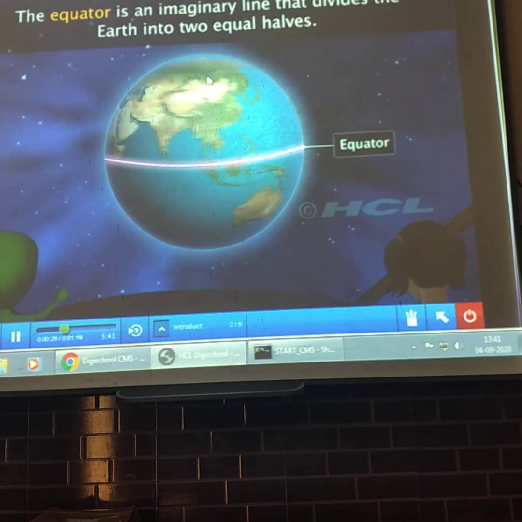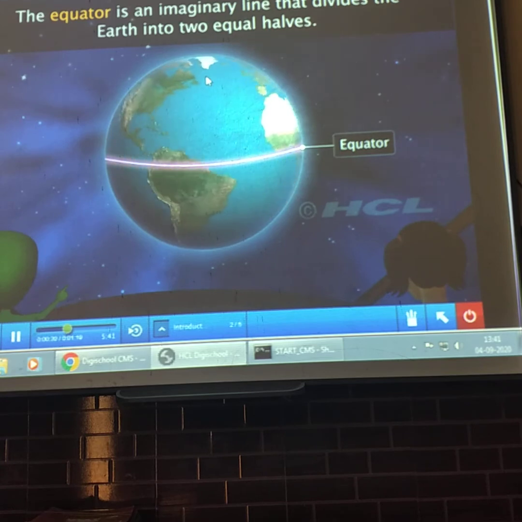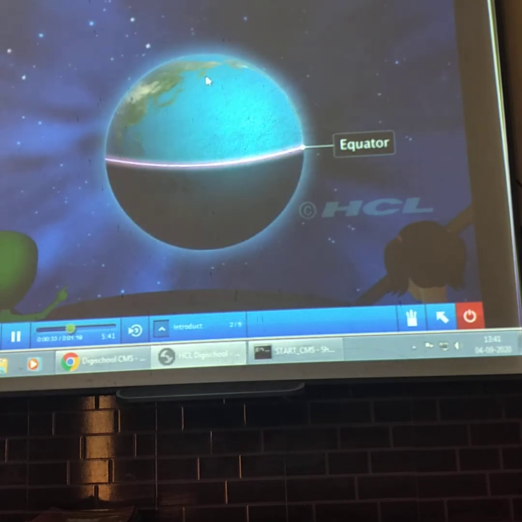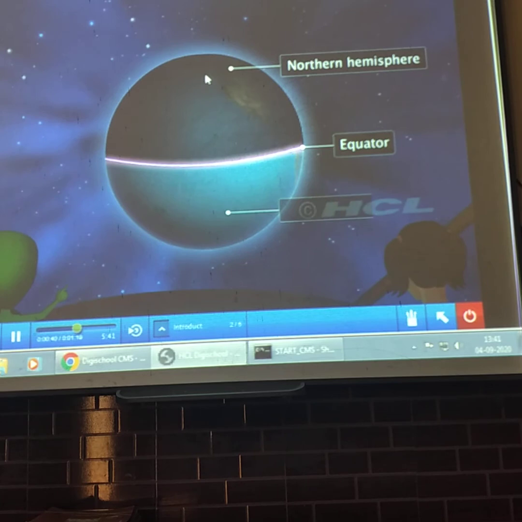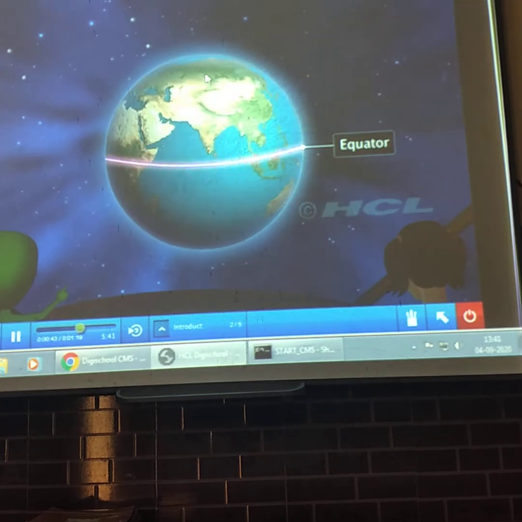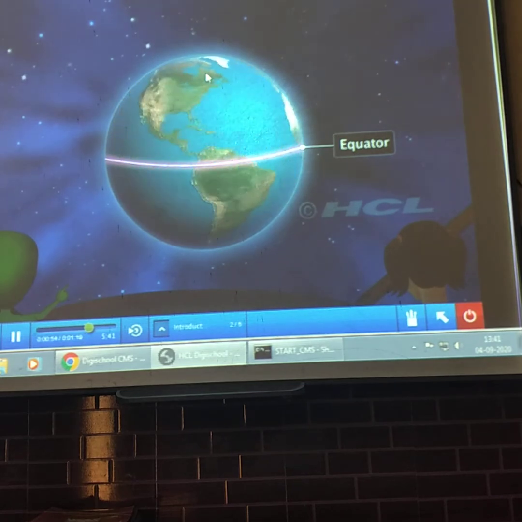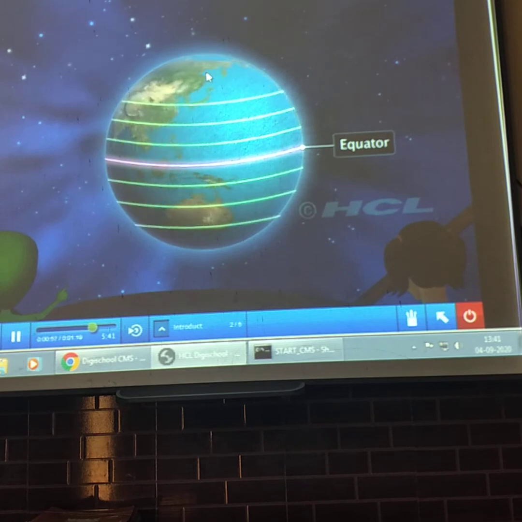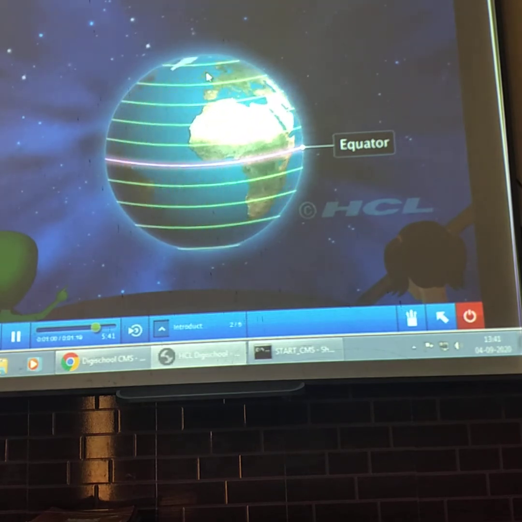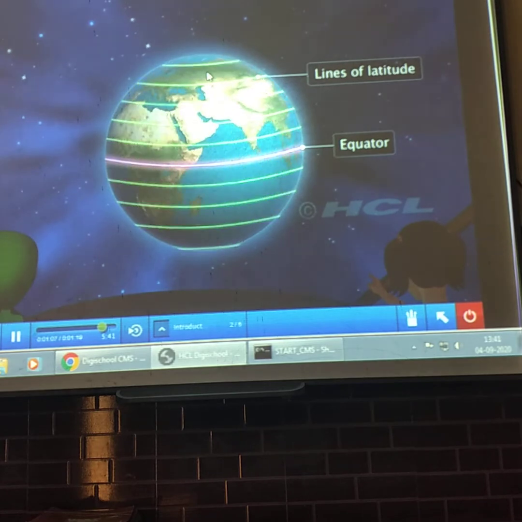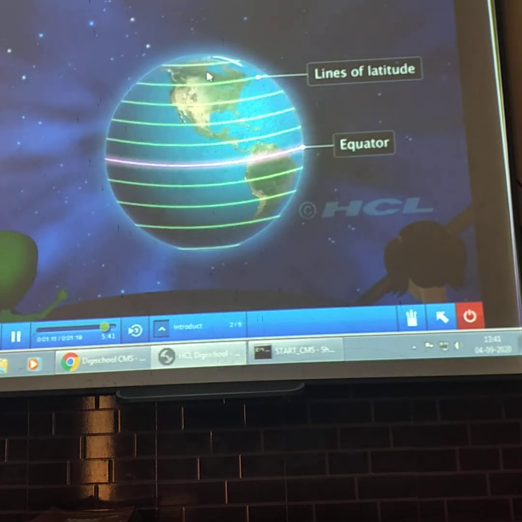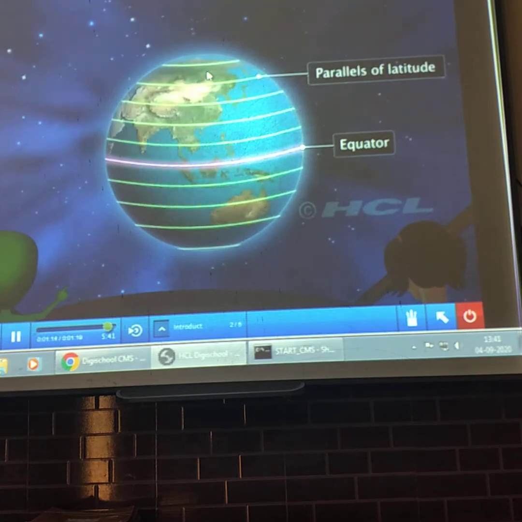The equator is an imaginary line that divides the Earth into two equal halves. The northern half is known as the northern hemisphere, and the southern is known as the southern hemisphere. So, I live in the northern hemisphere, right? Yes, you're right. Including the equator, there are 180 imaginary lines on the Earth running in an east-west direction. These lines are called lines of latitude. I see that these lines are all parallel to each other. Yes. Due to this, they are also called parallels of latitude.